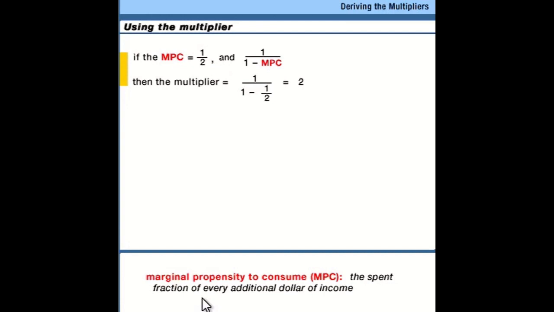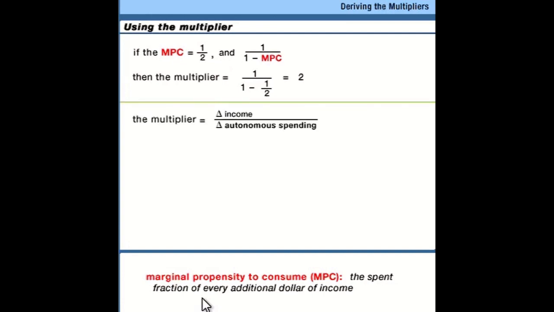Well, in general, the formula for the multiplier is going to be equal to 1 over 1 minus the marginal propensity to consume. Now, since the marginal propensity to consume is a fraction, and since the only thing you can do with your income besides consuming it is saving it, then 1 minus the marginal propensity to consume is equal to the marginal propensity to save. So, the multiplier is equal to 1 over the marginal propensity to save.